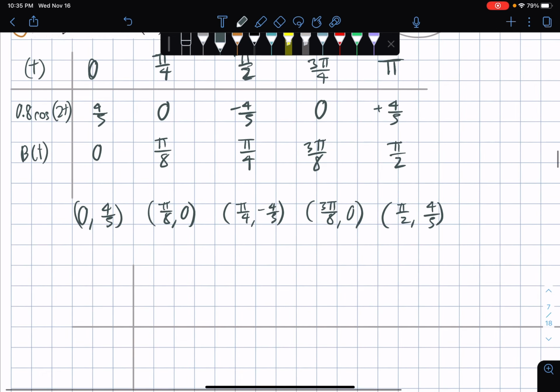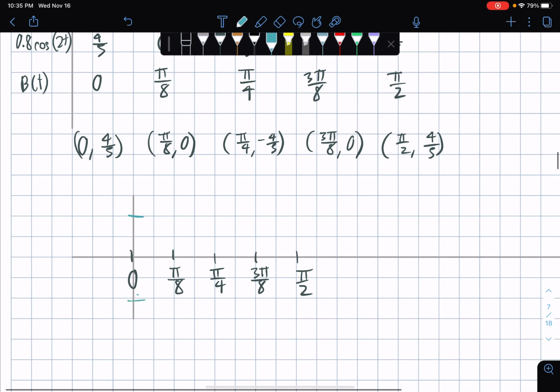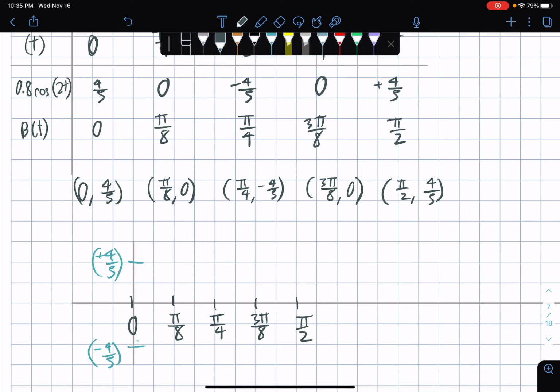Okay, so this is the point of origin. You have pi over 8, pi over 4, 3 pi over 8, pi over 2. So this is positive 4 over 5 as our amplitude, negative 4 over 5 below sea level. We write something like this.